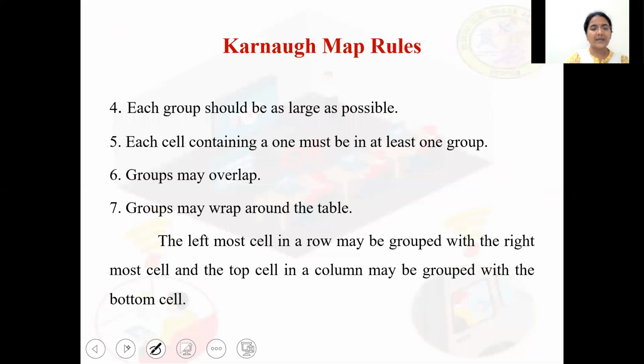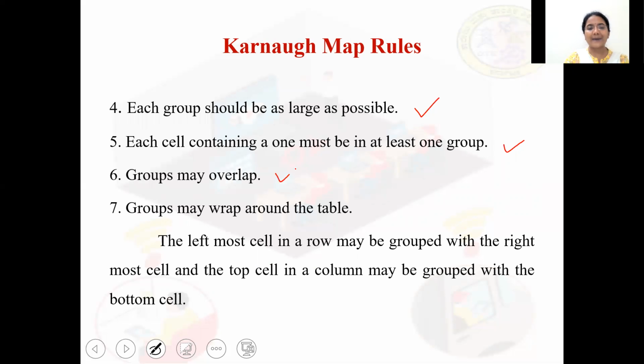Next, the fourth rule is each group should be as large as possible. We have to group in such a way that the group is large. Then, each cell containing a 1 must be in at least one group. We should not leave any minterm which is logic high. It should be in one of the groups. If we cannot group that single minterm, it should be written in the final expression.